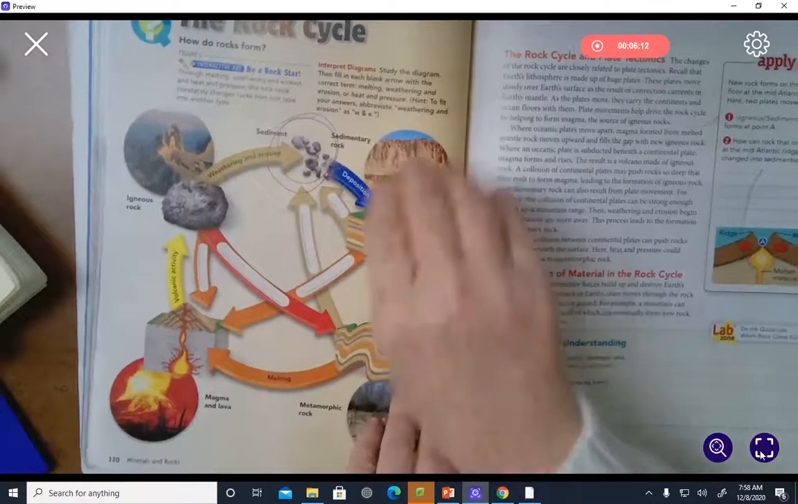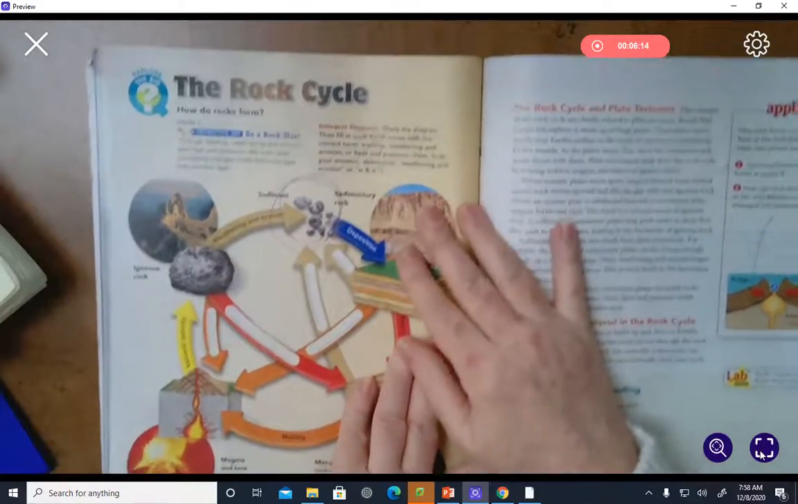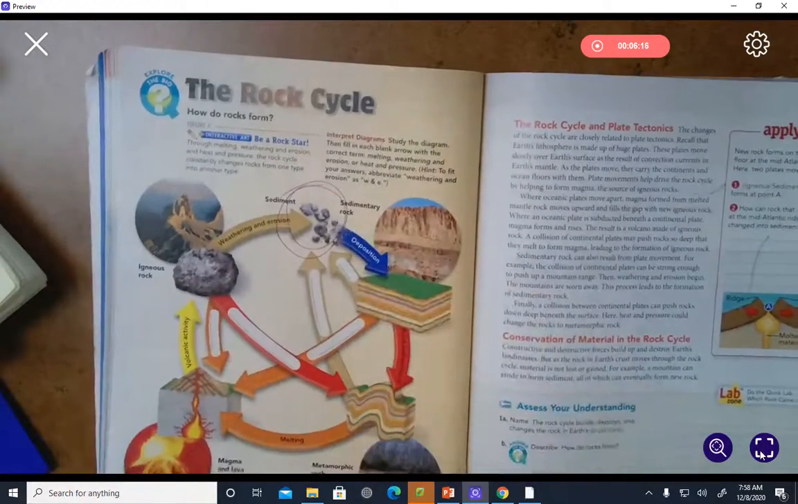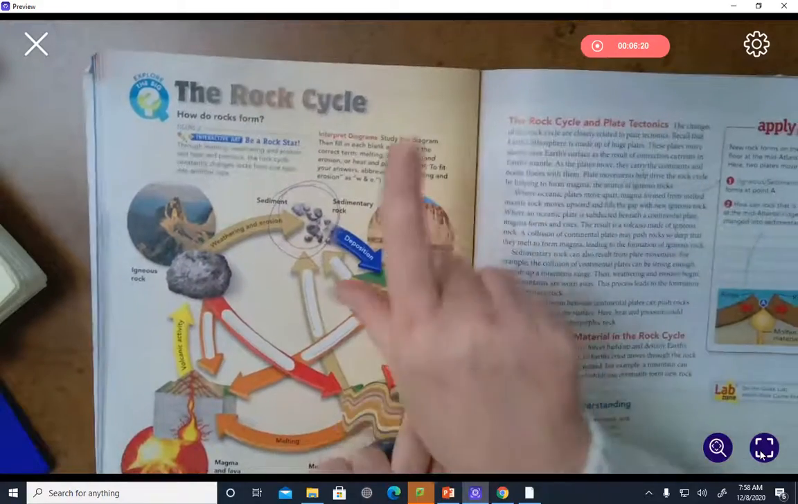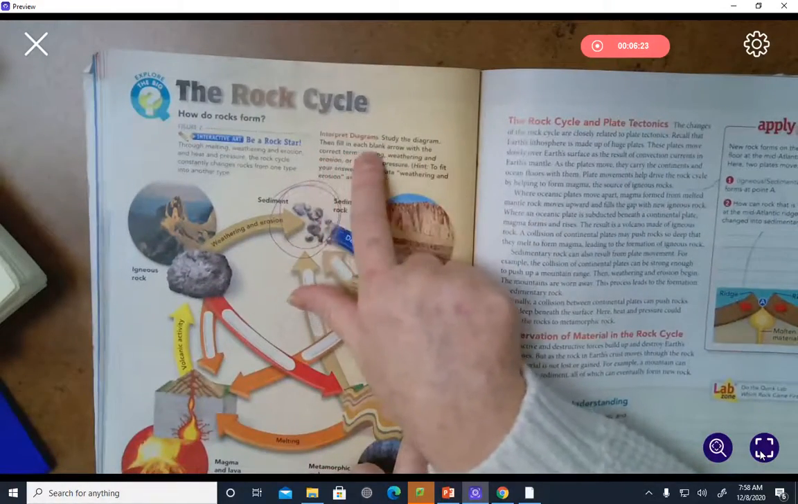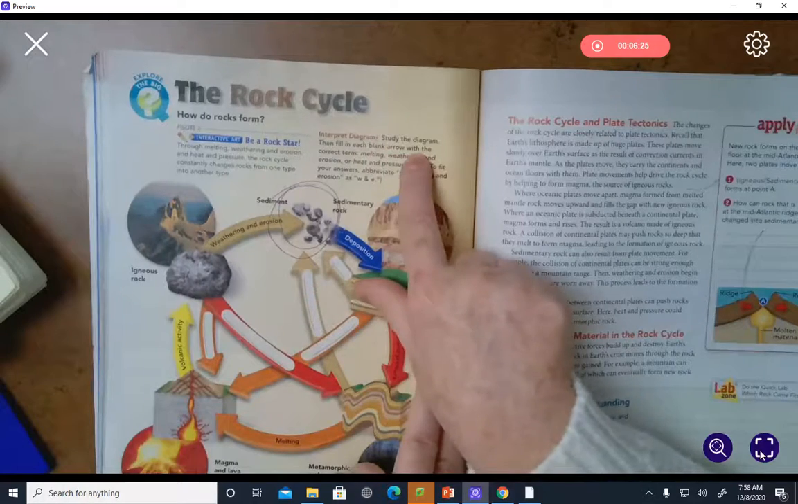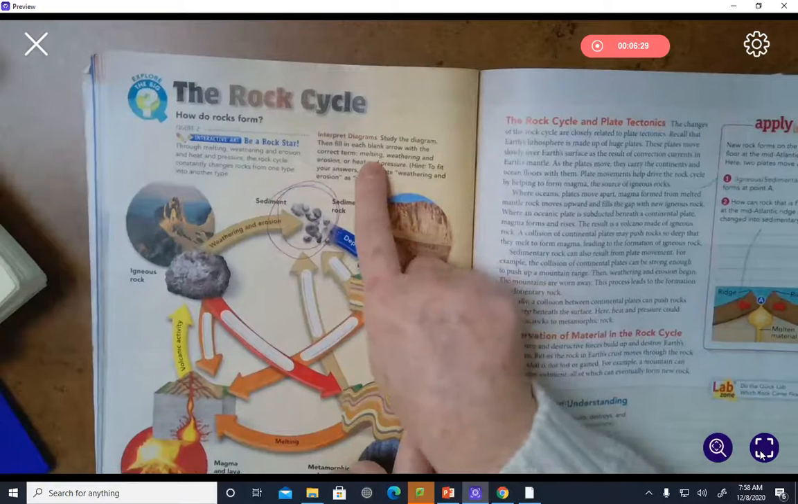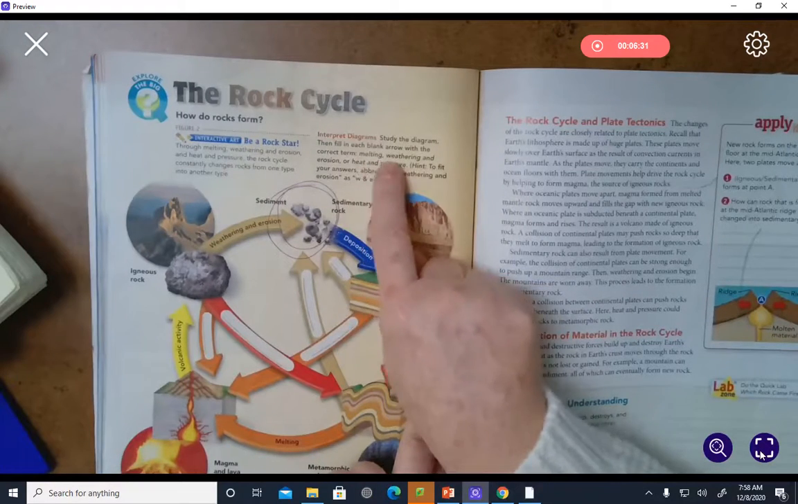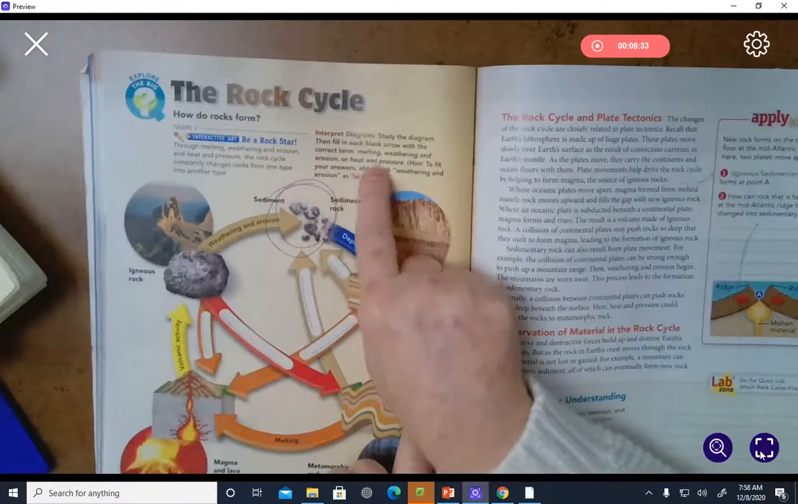So you know what you're supposed to do, I'm going to go up here and just read the directions. Study the diagram, then fill in each blank arrow with the correct term. I don't even have to think about them. They're giving them to me: melting, weathering and erosion, or heat and pressure.